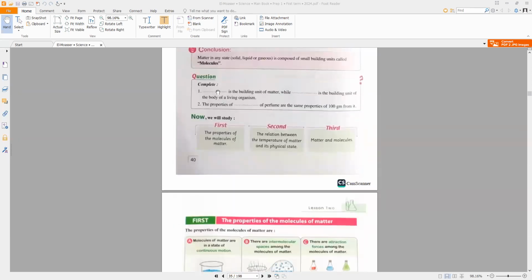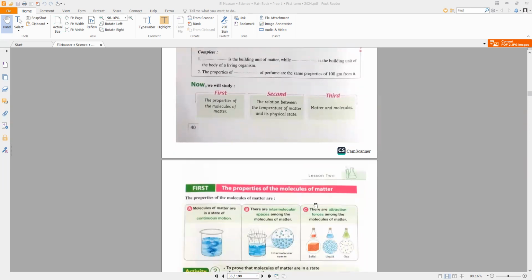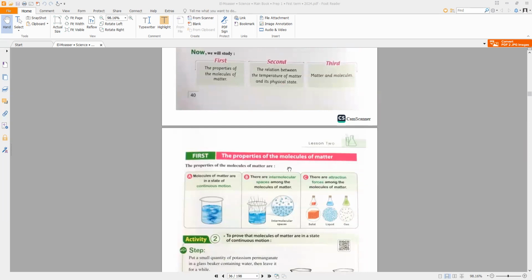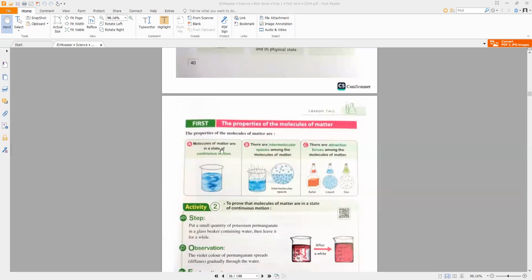Let's start the next point. This next point is the properties of the molecules of matter. What are the properties of molecules of matter? Any molecule has three properties. Number one, molecules of matter are in a state of continuous motion. Number two, there are intermolecular spaces among the molecules of matter. Number three, there are attraction forces among the molecules of matter. We will study each of these properties of the molecule.